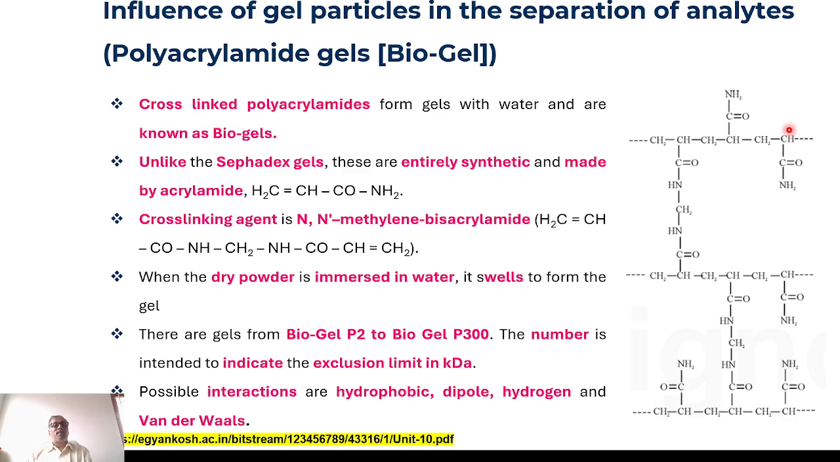So in the case of Sephadex, the glucose polymer is the polymeric sheet. Here polyacrylamide is the polymeric sheet. There you use epichlorohydrin; here you use N,N'-methylene bis-acrylamide. So the phenomenon is the same for Sephadex gels or polyacrylamide gels, only the chemical composition varies. Here one polyacrylamide sheet is connected with another polyacrylamide sheet using a cross-linking agent, N,N'-methylene bis-acrylamide.